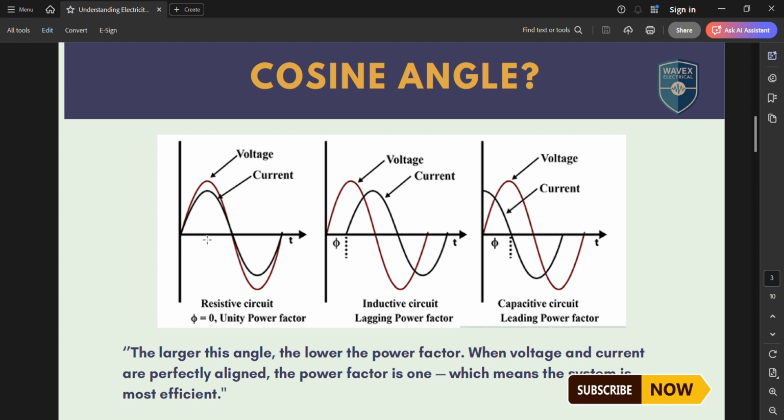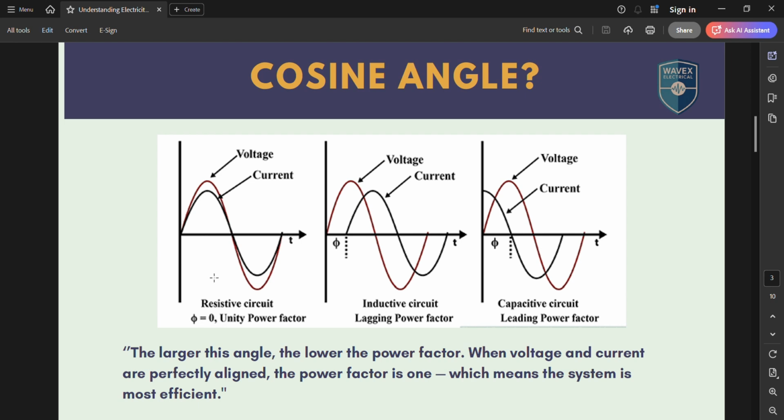In this graph, the x-axis is time, and the y-axis is voltage and current. In this waveform you can see both the current and voltage waveforms are starting from 0 at the same time, and they are reaching their peak point at the same time. Then again they are coming to 0 at the same time, then going to negative at the same time, then coming back to 0 at the same time.